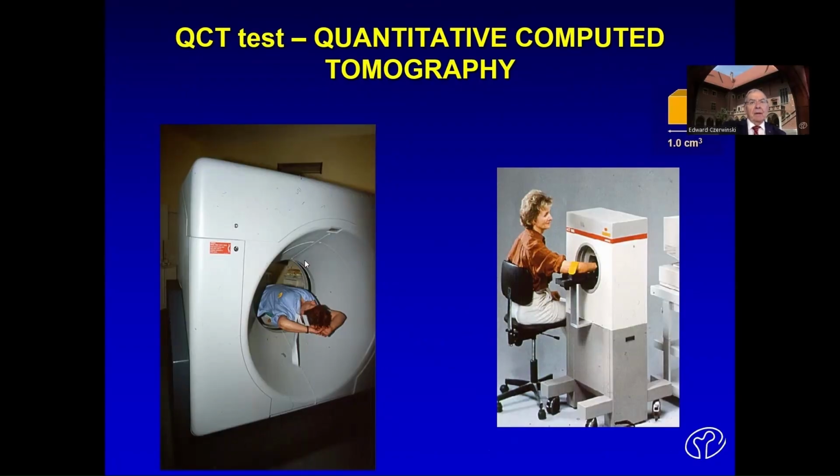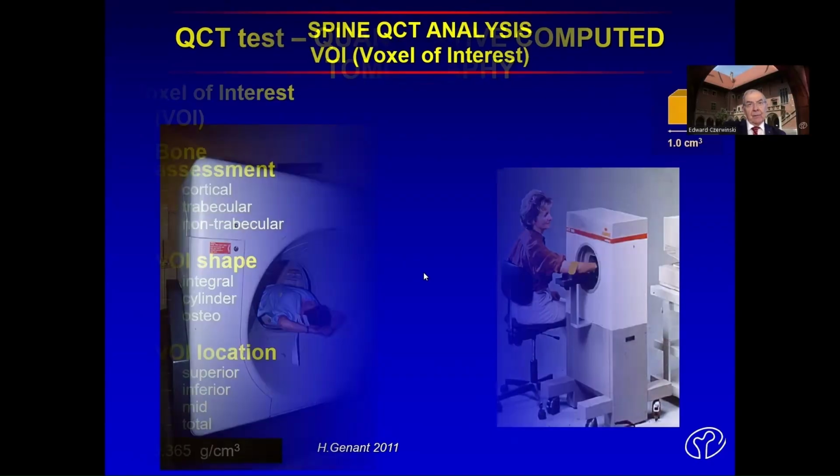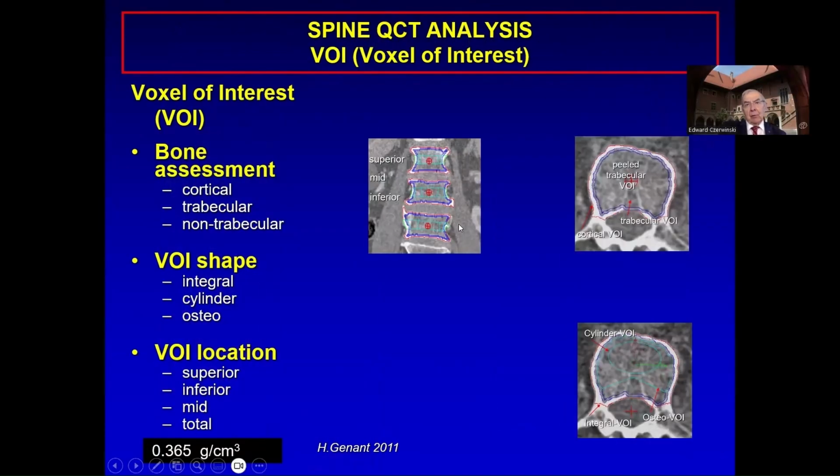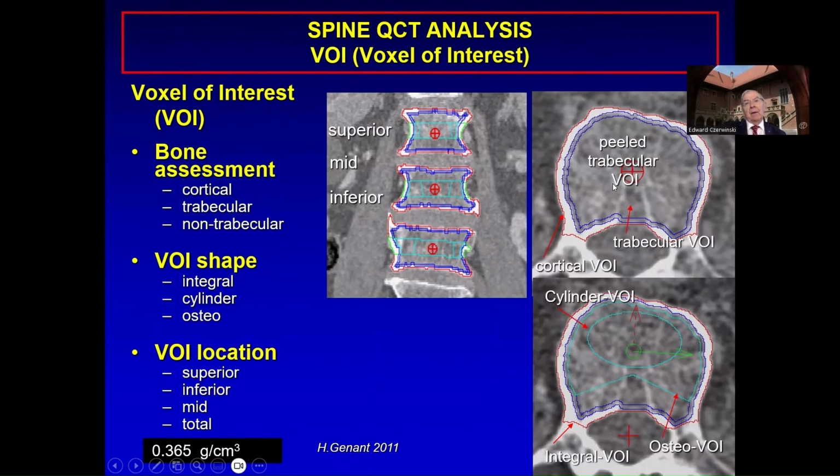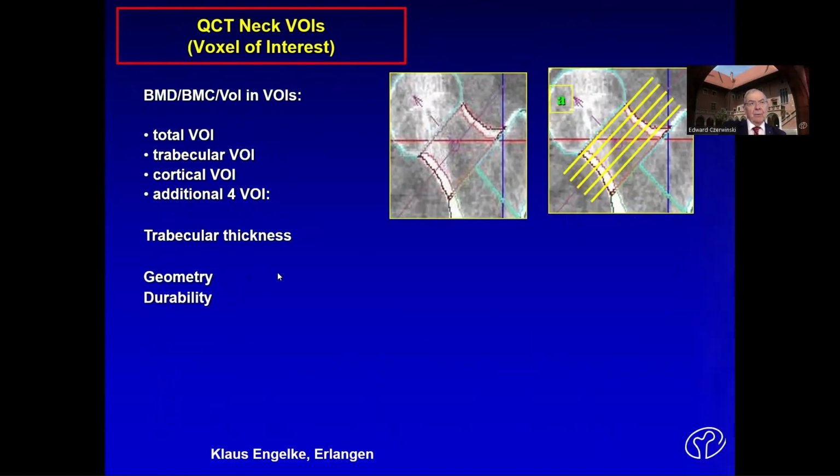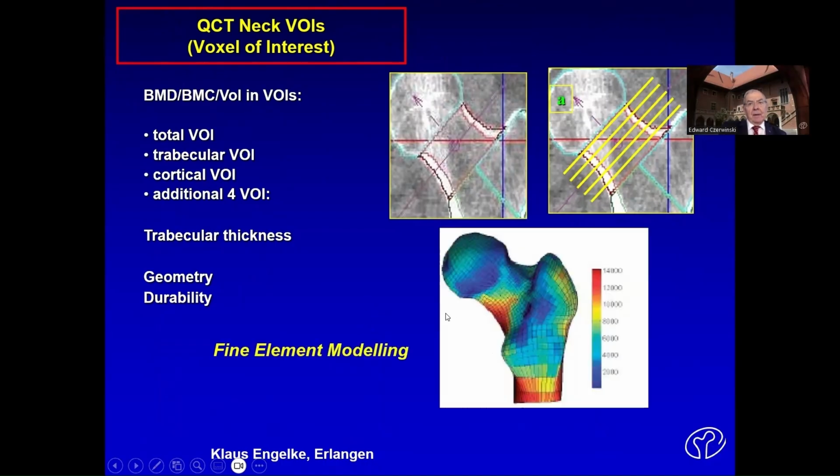And if you have a QCT, you know the volume of the trabecular bone and the volume of the cortical bone, and you can measure them in a separate way, as you wish to. You can make very advanced research into the structure of the proximal femur.